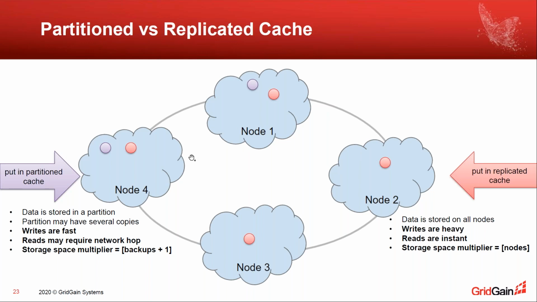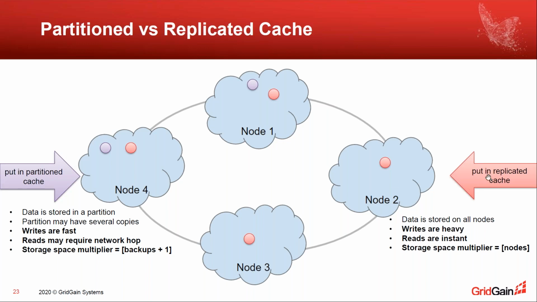And if you want to choose which type of cache you want to work with, consider that partition cache is good for cases when you perform a lot of writes. Writes are frequent and reads are not so frequent. For example, it can be storage of your transactions or some operational data.